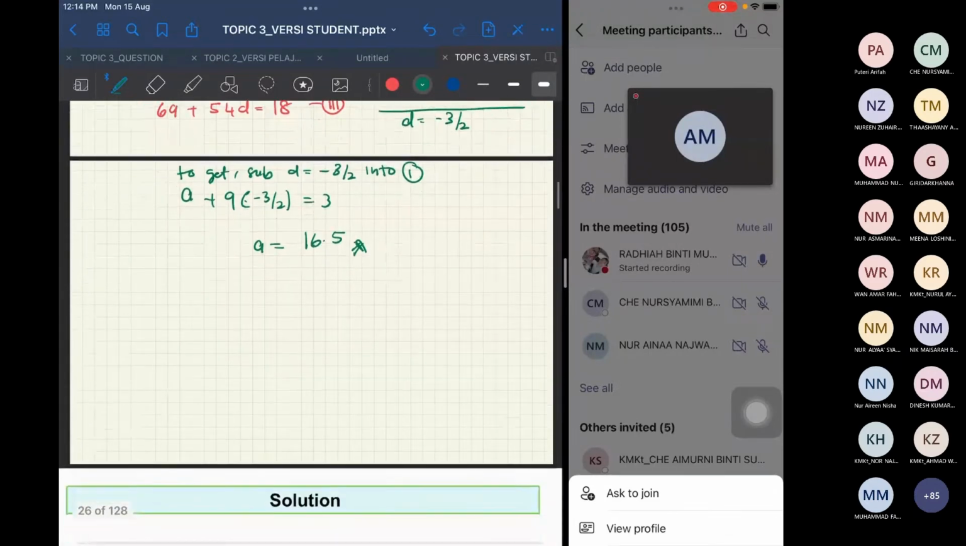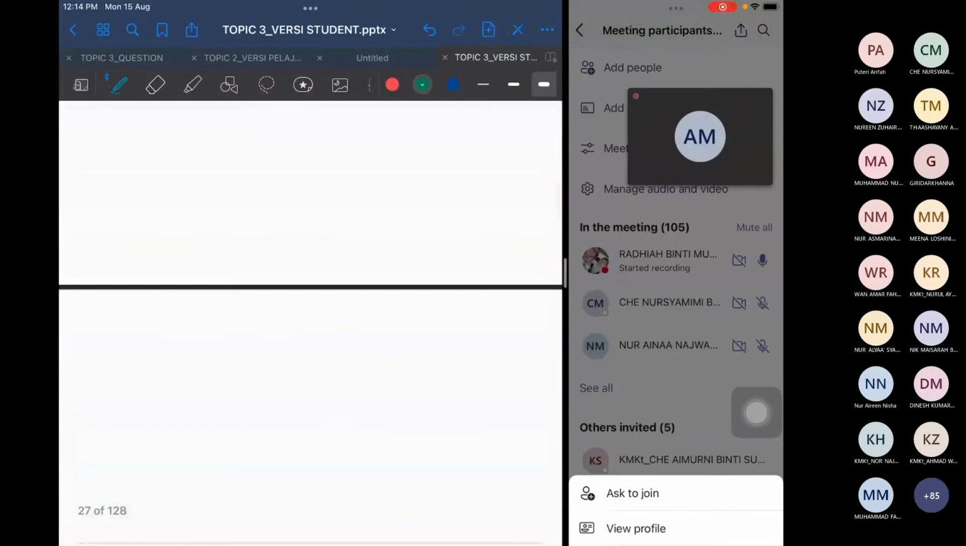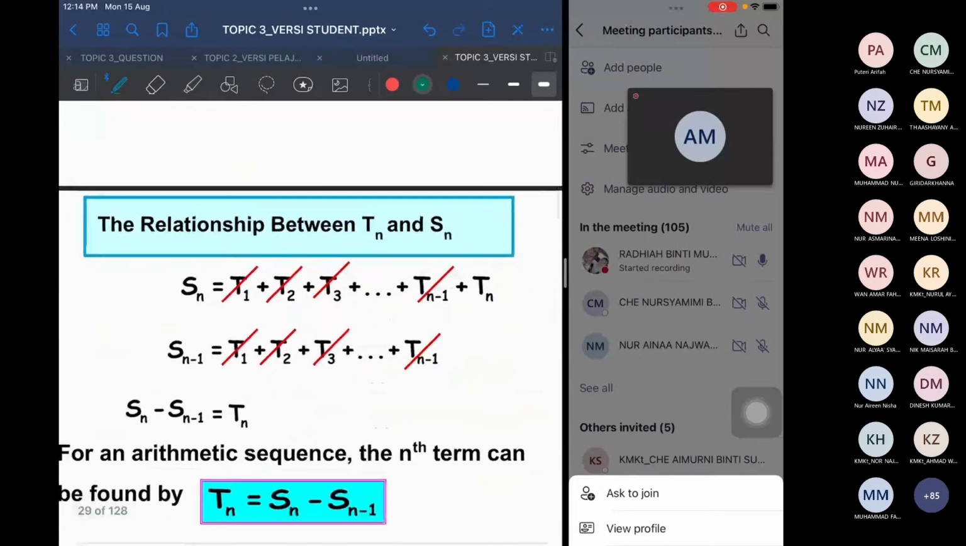Okay, lepas tu kita tengok soalan yang seterusnya. Okay, dia kata the relationship between nth term dengan sum of n terms. Okay, dia kata sum of n terms ni dia adalah T1 plus T2 plus T3 plus bla bla bla until Tn minus 1 plus Tn. Tu maksud you punya Sn. Maksudnya sum of n terms ialah tambah daripada term pertama, term kedua sampailah kepada n terms.